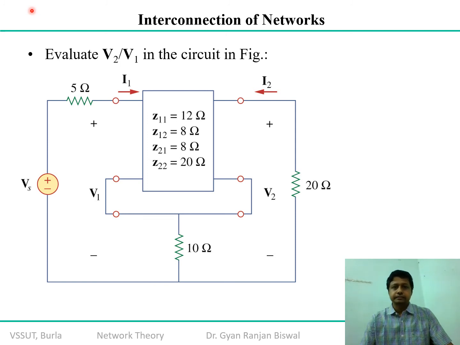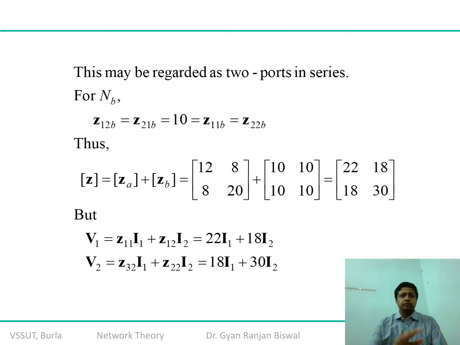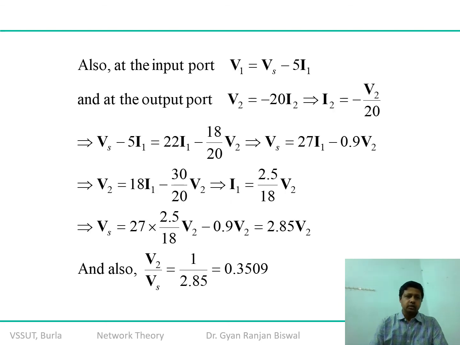Okay, so do it. In that case, one network is NB, which is recognized in that way, and there is another network ZA, whose components are already given. You can add these two and get the overall Z, which is 22, 18, 18, and 30. It's an example of a reciprocal network. The interconnection is establishing a reciprocal network.